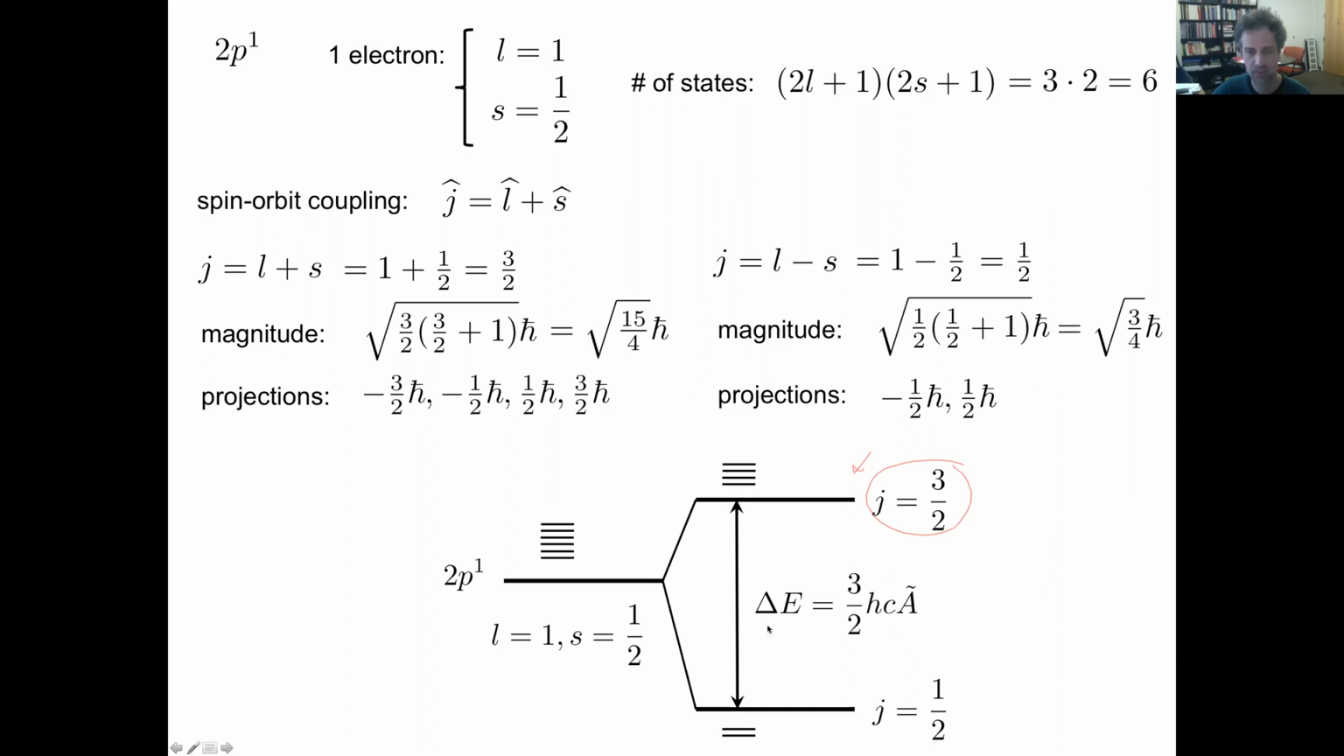Okay, so basically what we see is that indeed there's a splitting energy that is there because there is a spin orbit coupling energy. And I can compute exactly how big that is.